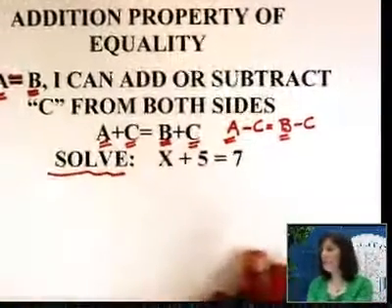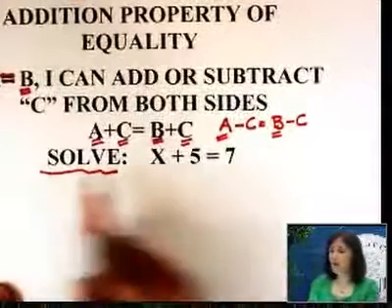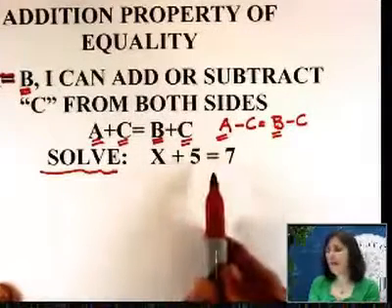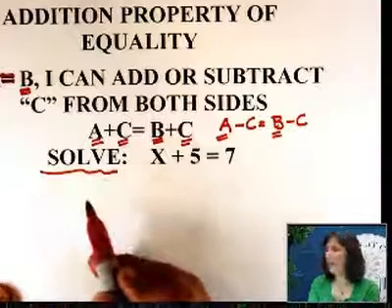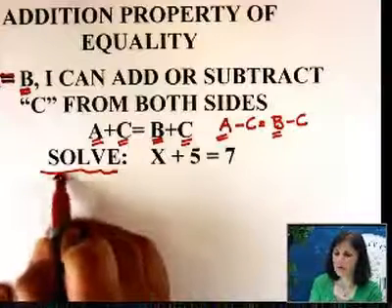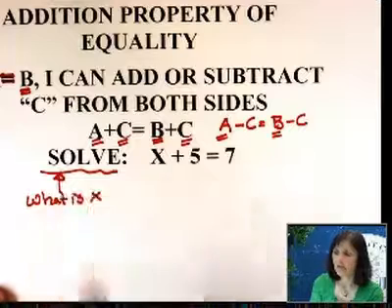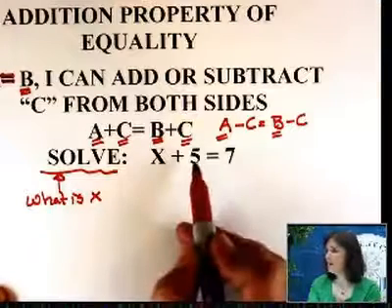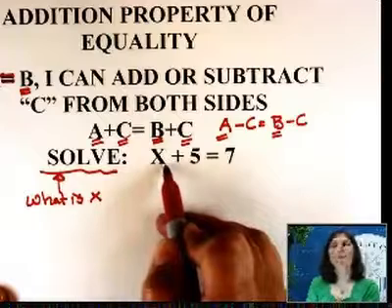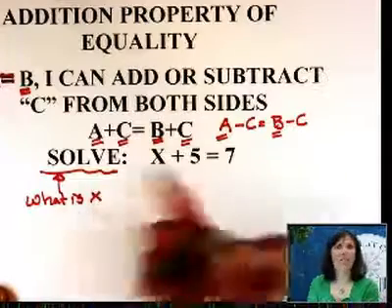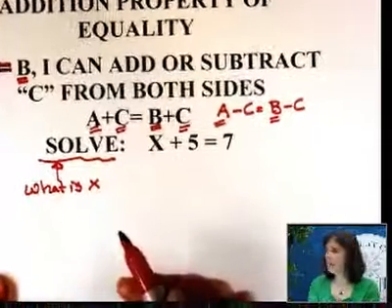Now, let's assume I have: solve x plus 5 equals 7. Solve means what is x? So, solving an equation means finding what that letter is. Okay? So, what you do is you want to isolate x and get x equals something. So, this is how you do it.